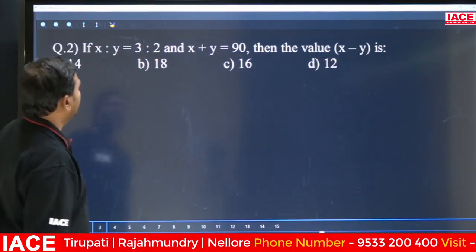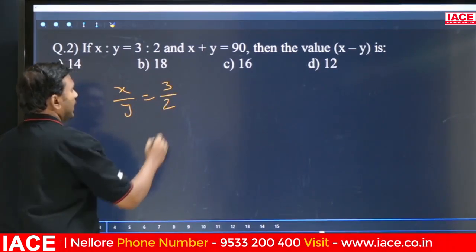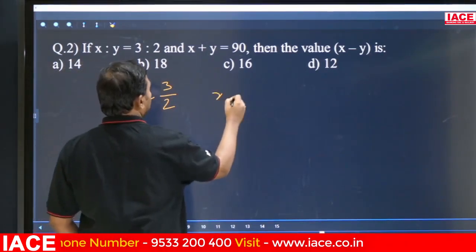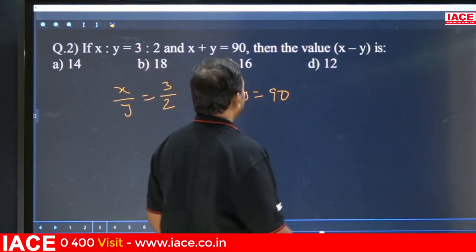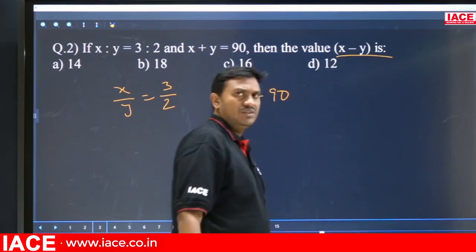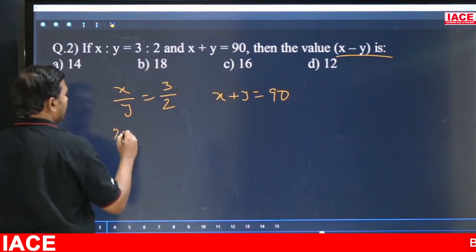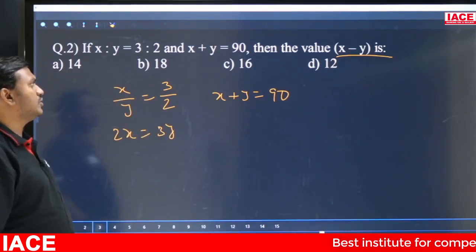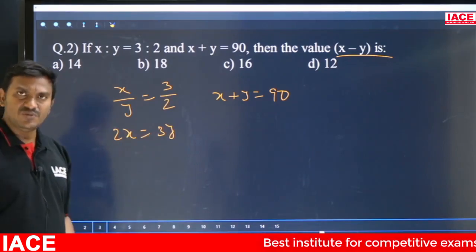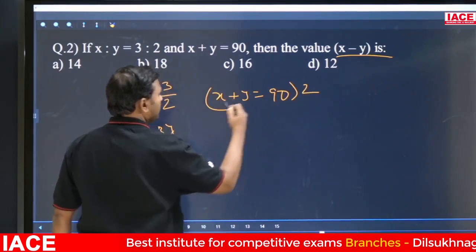Then next one, question number 2. X by y is 3 by 2 and x plus y is 90. Then find the value of x minus y. Simplification is simple. Just cross multiply, what will we get? 2x equal to 3y. So from here we have to find the x and y values. Simply I am multiplying with 2 here. If you multiply with 2, what will we get?